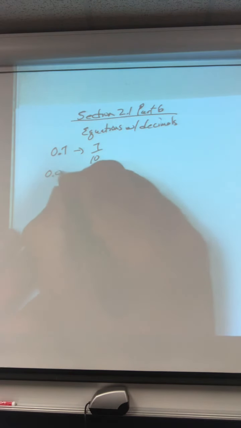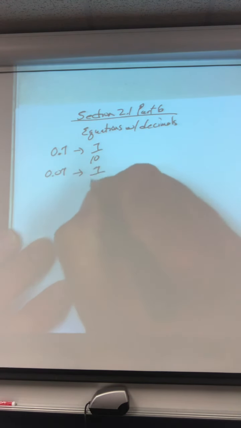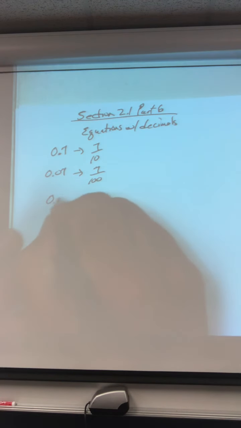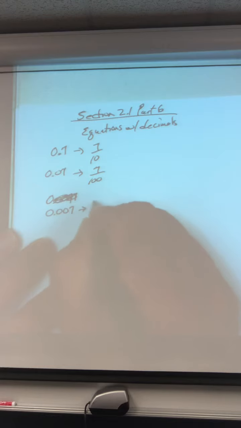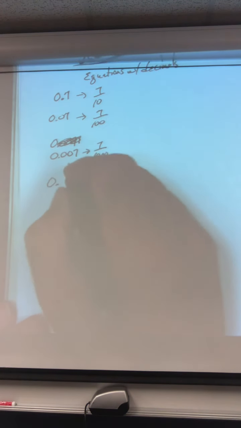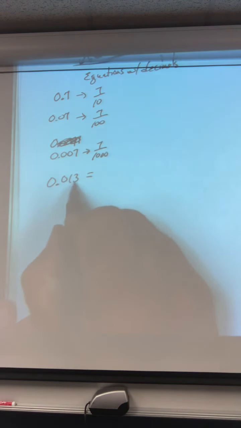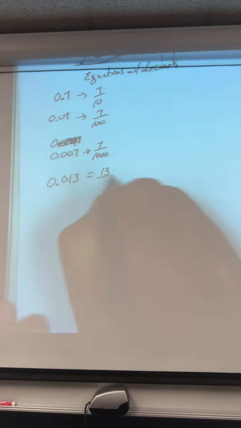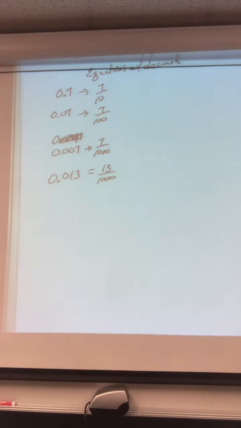Now, if I have 0.07, remember that is 7 hundredths. If I have 0.007, sorry about that, 0.007, that's 7 thousandths. Do one more. So if I have 0.013, this 3 is in the tenths, hundredths, thousandths place. So this would be 13 thousandths.